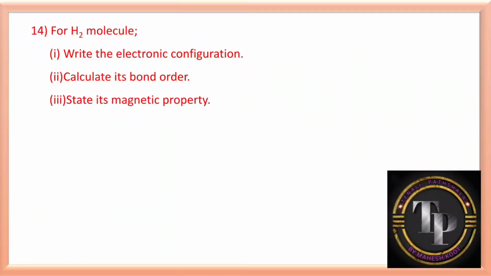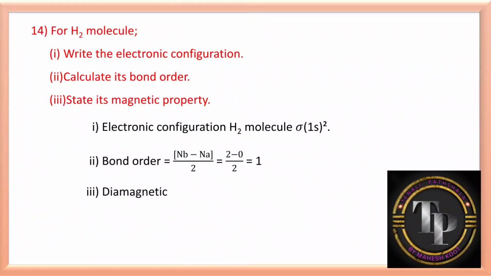For the H2 molecule, write the electronic configuration, calculate its bond order, state its magnetic property. Again, the H2 molecule contains 2 electrons, sigma 1s2, like that you have to write. But it is the electronic configuration of H2, not helium. One hydrogen contains 1 electron, so 2 hydrogens contain 2 electrons. Bond order is again the same: Nb minus Na divided by 2, number of electrons in bonding minus antibonding. All the electrons are present in bonding only, so antibonding is 0. 2 minus 0 divided by 2, you will get 1. And there is no unpaired electron in the outermost shell. Hence, it is diamagnetic.